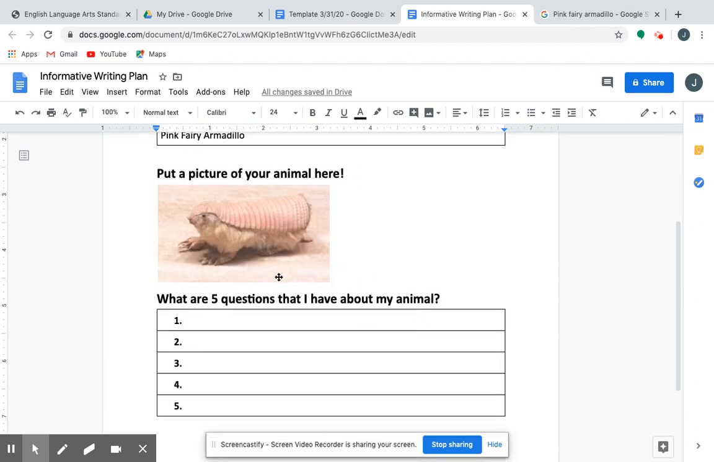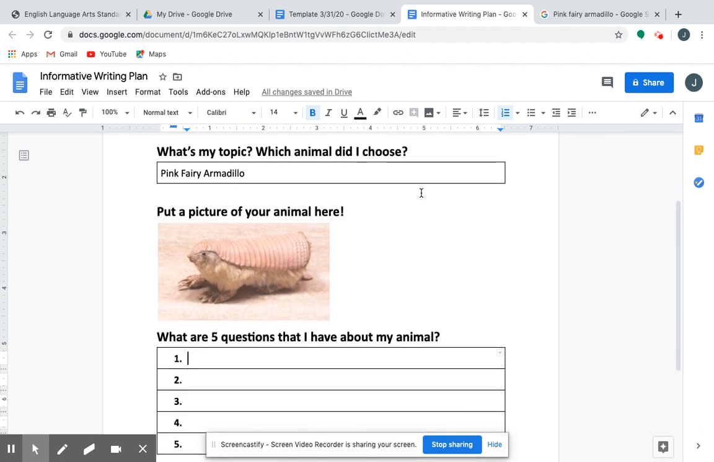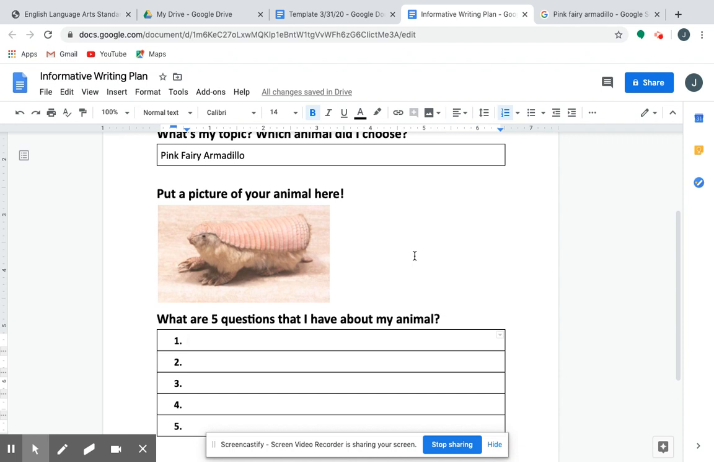And now, what are five questions I have about my animal? Because you may already know stuff about your animal, but there's got to be a lot of stuff you don't know. Like for me, the first thing I thought of when I saw the pink fairy armadillo, well, because I know armadillos usually live in the desert, because I think they like to dig in the sand, they burrow in the sand. But I don't know where this one lives, so that was my first question.